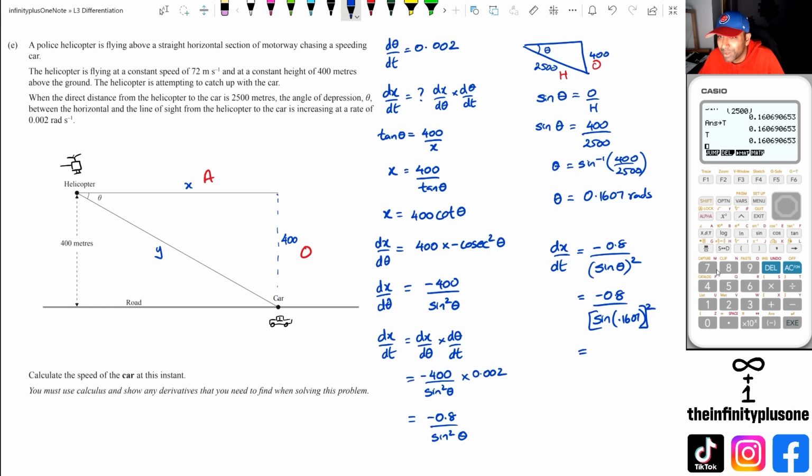Sorry, I just messed that up. Apologies. So let's try that again. We're going to go negative 0.8 divided by sine t. So I'm going to put alpha t there, and that's going to get squared now. There we go. That's much better. Okay, so it's actually giving us minus 31.25.